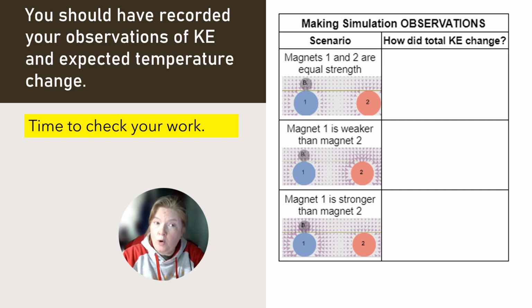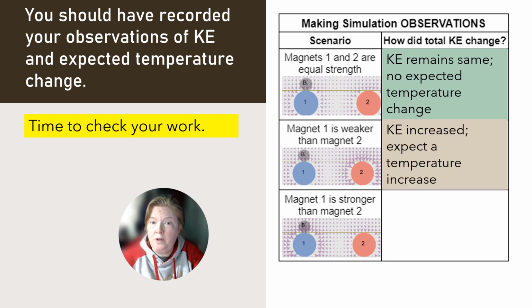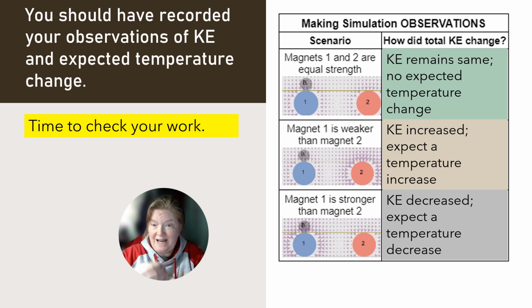Okay, you should have recorded your observations of kinetic energy and how you expected that to be visible in temperature changes. For scenario 1, the kinetic energy remained the same, so we don't really expect a change in temperature. For scenario 2, the kinetic energy increased, so we expect a temperature increase. And for scenario 3, the kinetic energy decreased, so we would expect a temperature decrease.